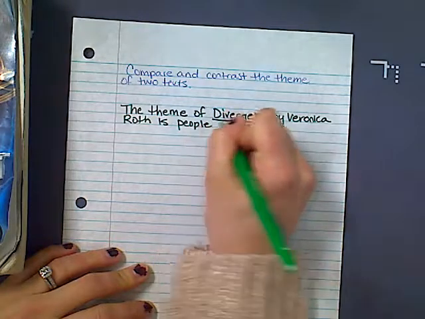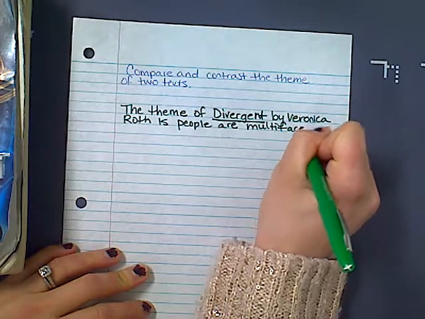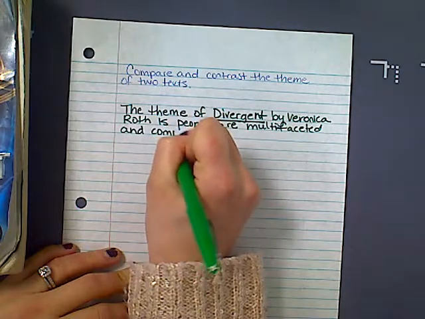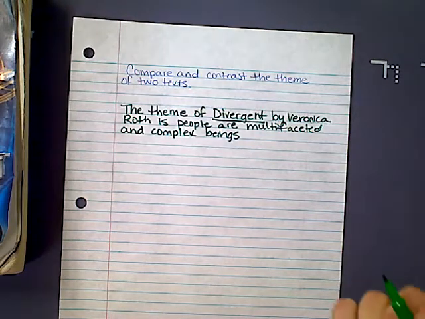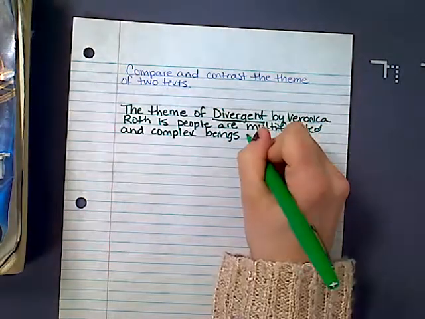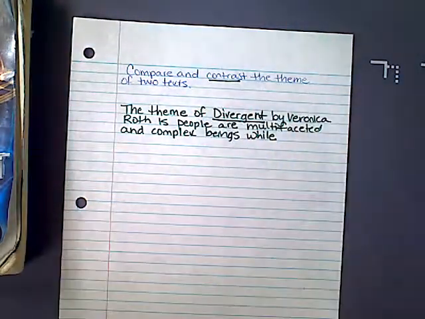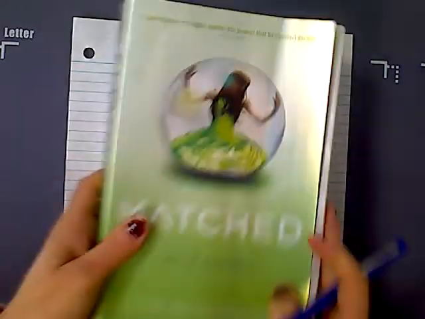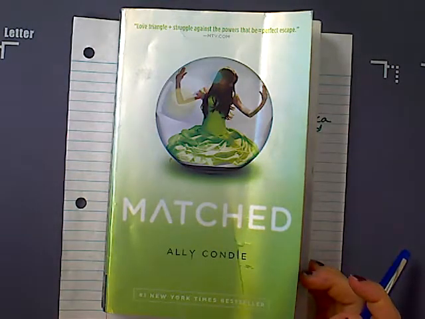people are multifaceted, that's a hyphen, and complex beings. Now this is going to be my first point, and since this is a compare and contrast essay, I'm going to go ahead and use the transition word while to show contrast, and I'm going to go ahead and give my second point. Let's say that the other text is the book called Matched, and I'm going to say that the theme of this book is that perhaps society cannot dictate who you are.